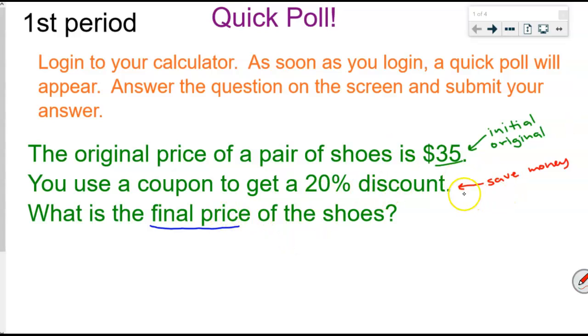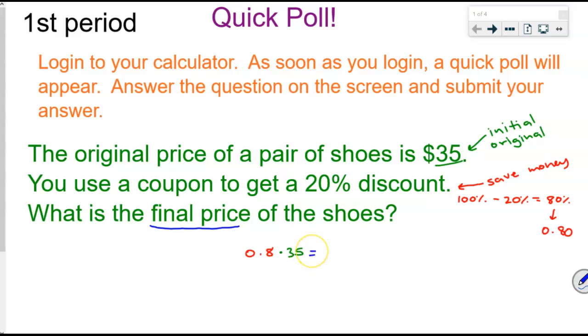Because I'm asking for that final price, I can now say 100% minus 20% is going to be 80%. That means that the amount that I'm going to pay is 80% of this initial amount. So 80% is 0.8. Let me just make sure that we understand that connection as well. We don't calculate with the percents, we calculate with the decimal, and 80% is 0.8. Or if you want to, you can always change it to 0.80. The calculator is going to treat it the same. And we are multiplying that by the initial amount, which is $35.